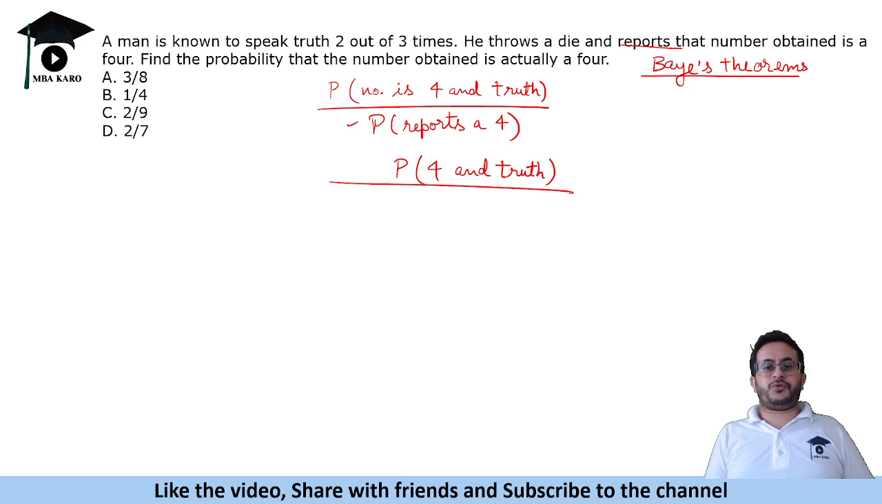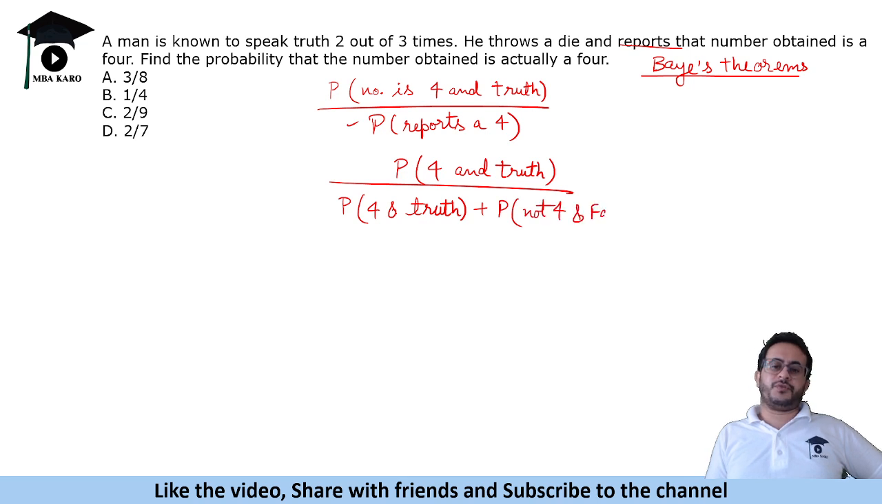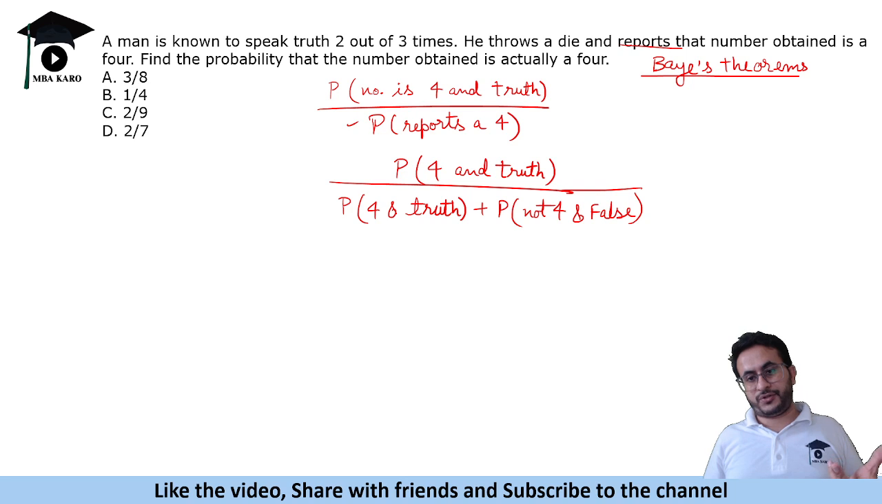Now he reports a 4, that could be two possibilities. So it is 4 and truth, or it could be, plus probability of not 4 and false. So there are two ways: he is reporting 4, so it is possible that it is actually a 4 and he is telling the truth, and it is also possible that it is not a 4 but he is telling a lie.